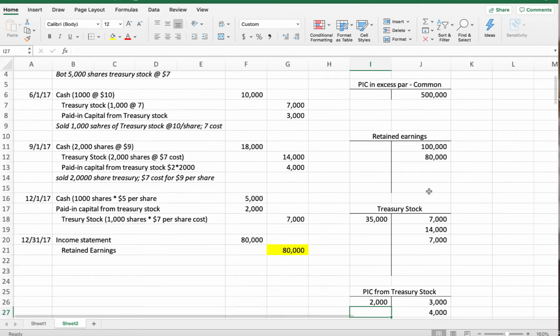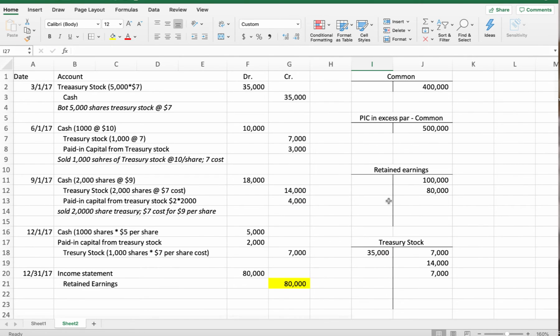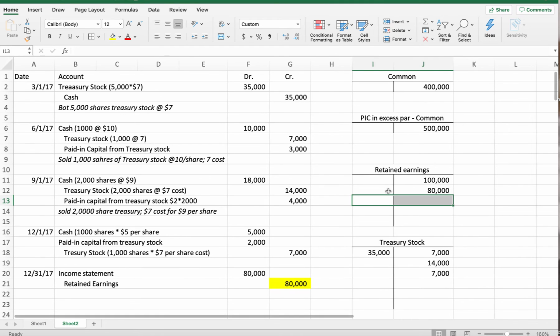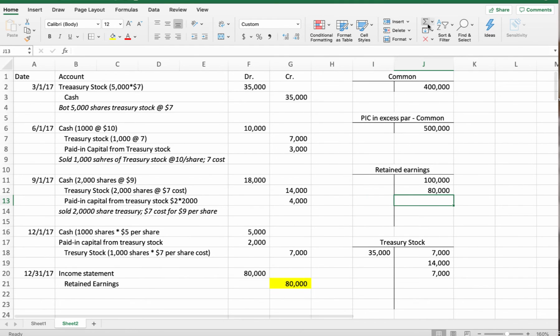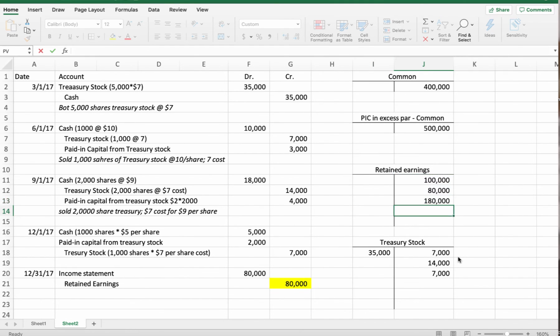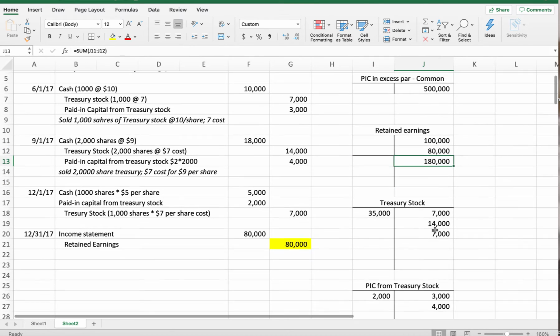Okay. So now I can go ahead and total everything. Super easy for me to do. I'm just going to go to retained earnings, 100,000 beginning balance plus 80,000 of net income for the year gives me a balance of $180,000 in retained earnings.